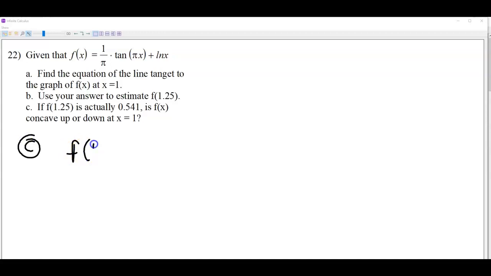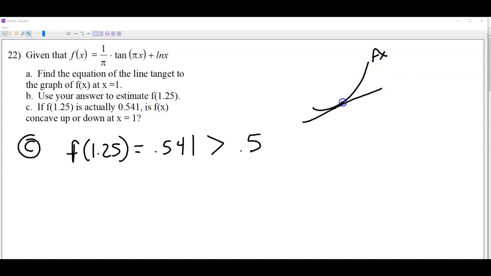If f of 1.25 is actually 0.541, the question is, is f concave up or down? Well, if f of 1.25 is 0.541 and our estimate was 0.5, that means that the actual value is greater than the estimate. Now, if the actual value of our function is greater than the estimate, that means our function is above our tangent line, which means that our function would have to be concave up.